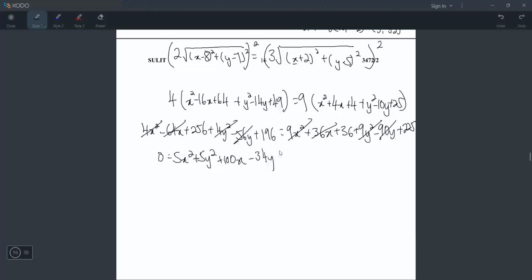But don't forget to write y, and then left with the number. 36 plus 225 is how much? 36 plus 225 is 261. But you have to minus 256 minus 196, because this one is both plus, right? So when you pindah become minus. So minus 196 minus 256. Let's press. Minus 196 minus 256. Negative 191. All right. So this is your answer.